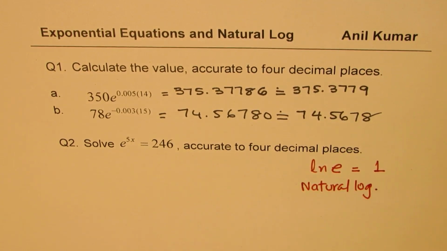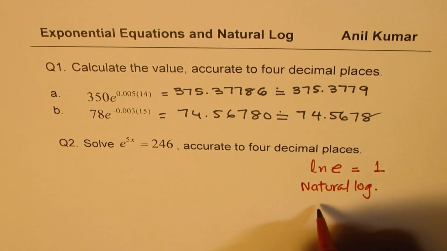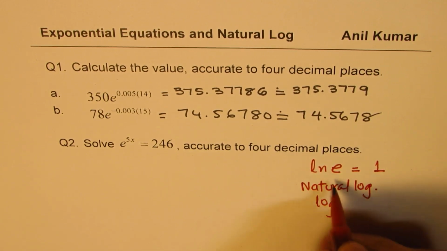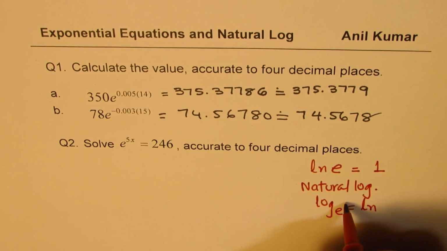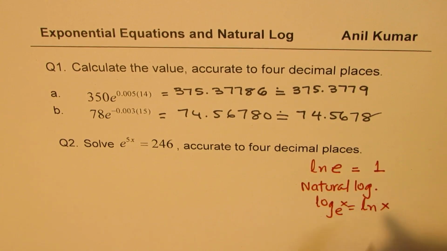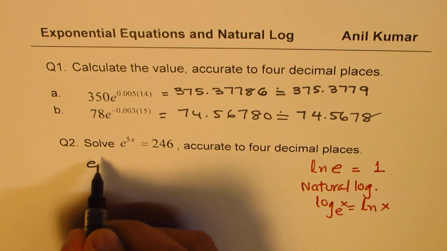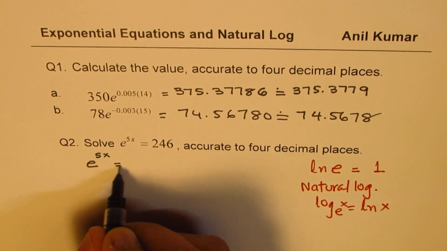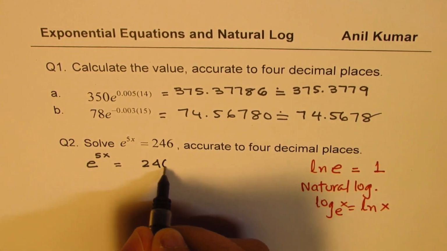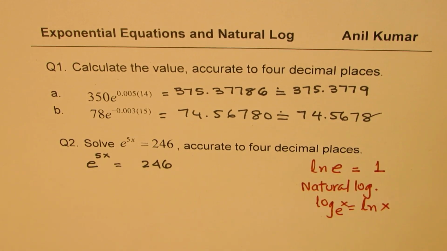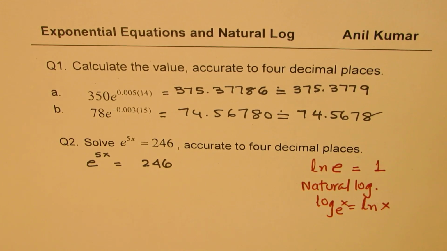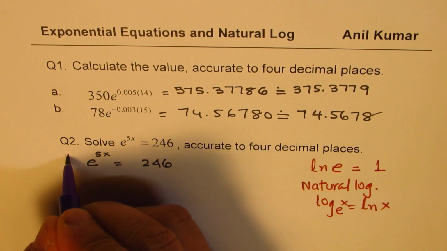In short, the base is e for natural log. So basically, log to the base e is ln. Does that make sense to you? So what we do here to begin with: the equation is e to the power of 5x equals 246. To find the solution, we take logarithms on both the sides. And since we are working with e, we'll take natural log on both the sides, ln.